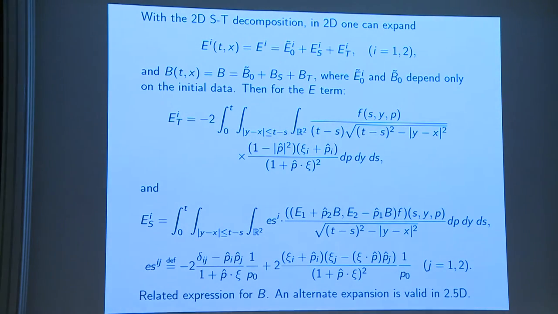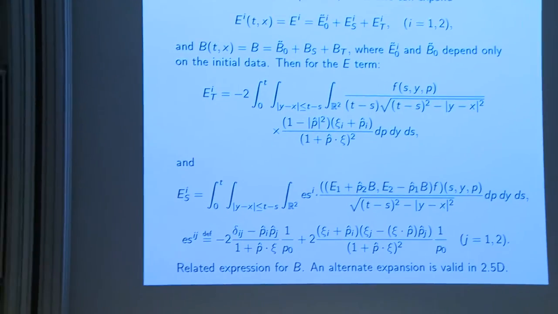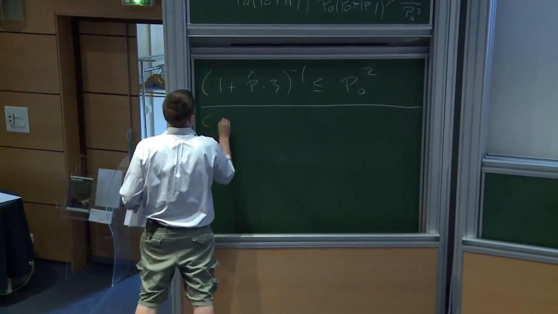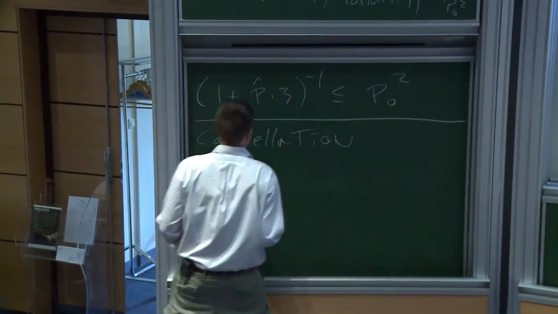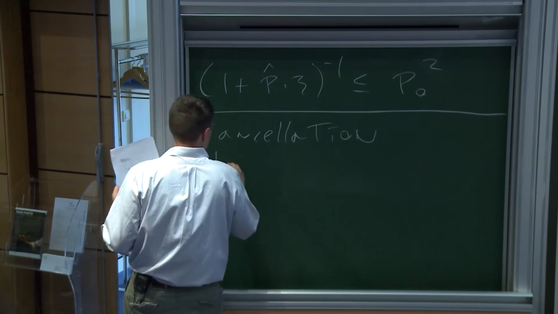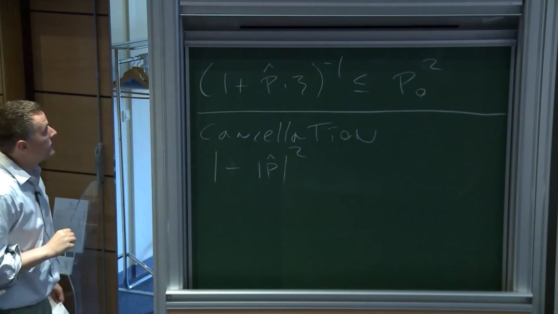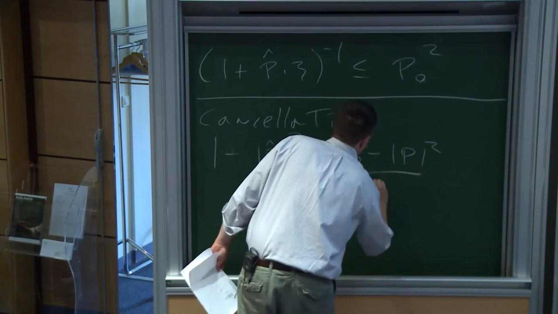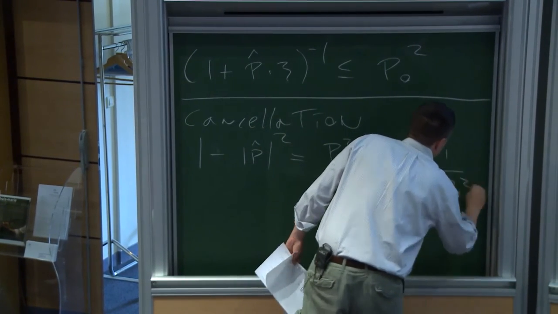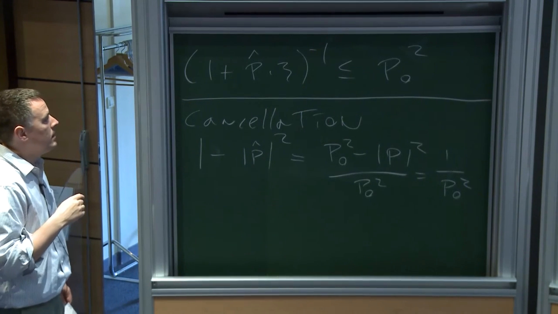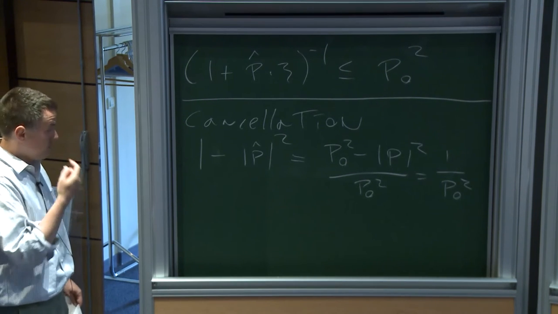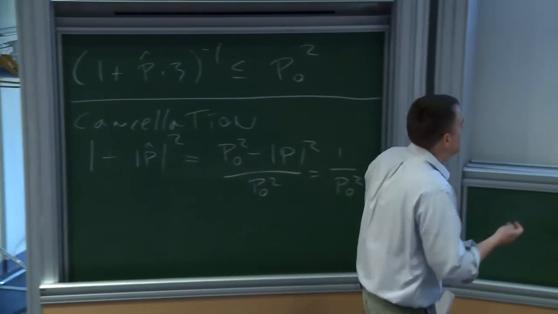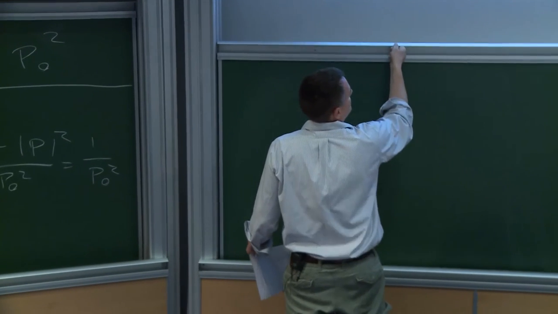But it's not a death sentence, because the numerators also have cancellation that's hiding, and I want to explain this. So you have cancellation. In particular, the easiest one is 1 minus p hat squared. This is actually very similar to what we just did. It's (p0 squared minus p squared) over p0 squared, which is 1 over p0 squared. So the worst term up there has a p0 to the fourth coming out of the denominator, but then it has a 1 over p0 squared helping you out in the numerator. And it has even more than that. So I can explain this for you right here.